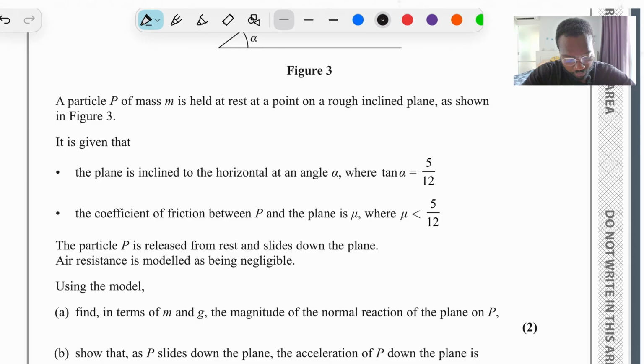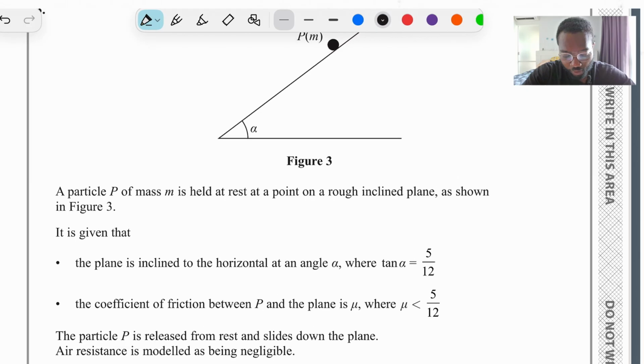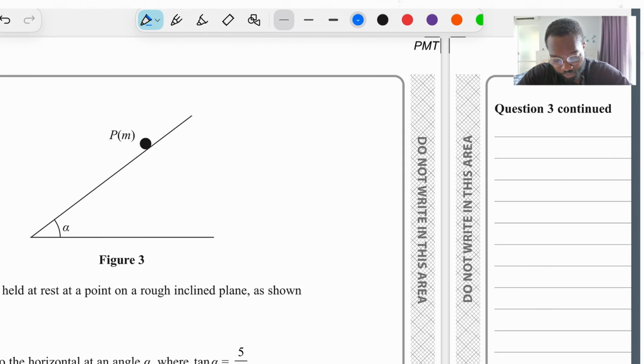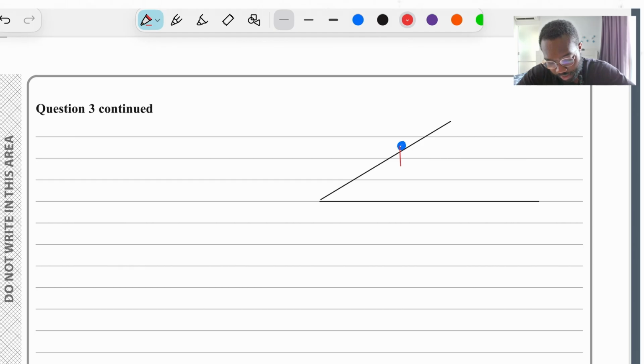So first things first, we need to find, in terms of m and g, the magnitude of the normal reaction on the plane at P. Okay, so let's go through everything we've been given here. So I've just drawn it down here. So we've got this particle, let's say P is here. Now we are told that it has a mass m. So we know that it has a weight of mg newtons.